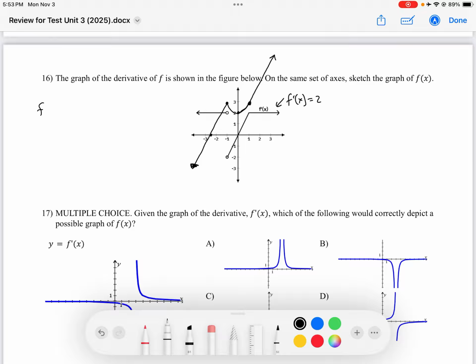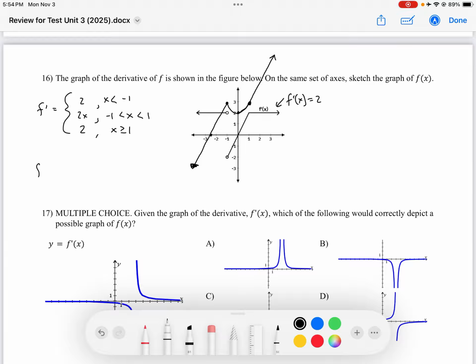If I was writing the equation for f prime, I would see that it is 2 for x less than -1. Then it is 2x for -1 less than x less than 1. And then it is 2 again for x greater than or equal to 1.